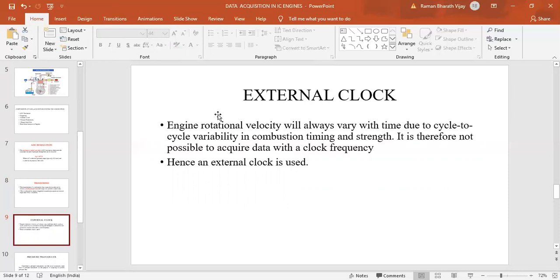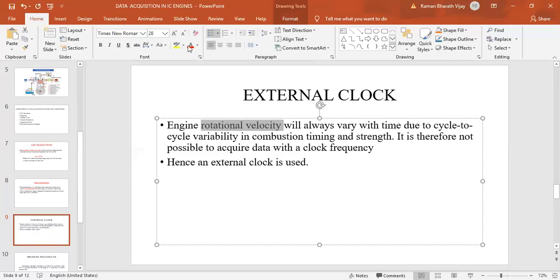So it changes in one second, and in another second it changes to some other value. So you cannot measure it using the clock frequency. If you want to measure this rotational velocity, you cannot measure using the clock frequency. So what we have to do is we need an external clock, a clock which is attached from outside. We need this external clock so that its purpose is only to measure the rotational velocity.